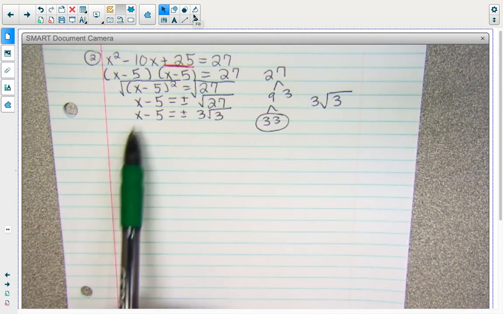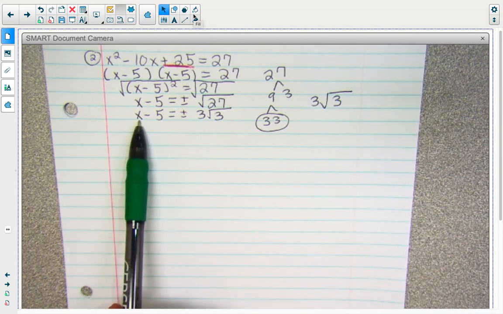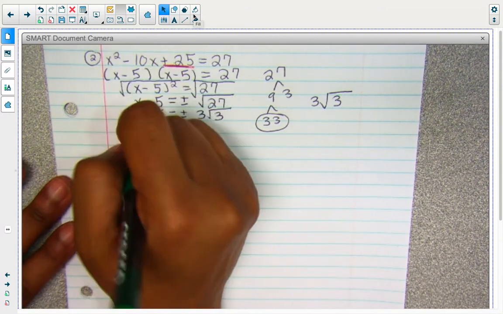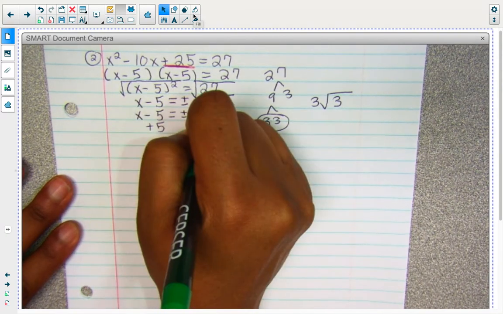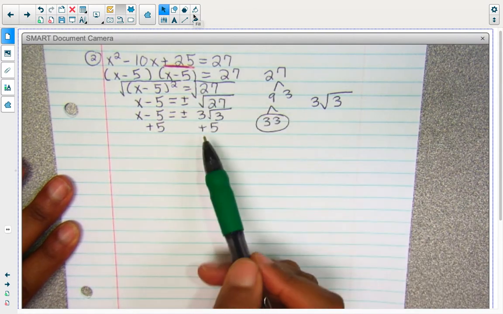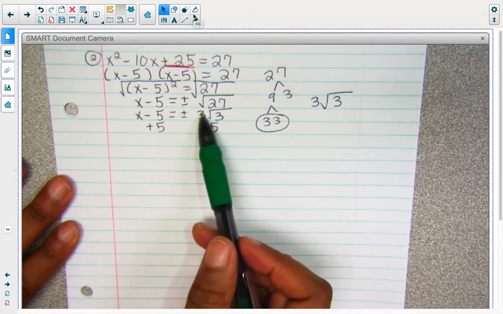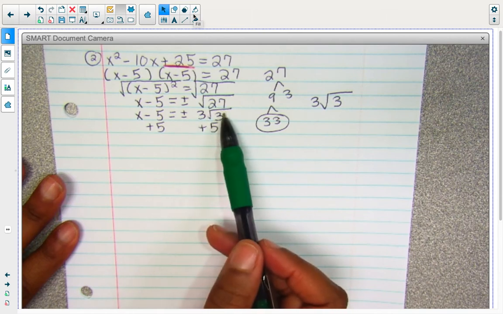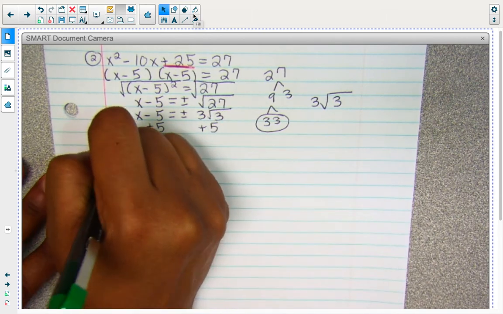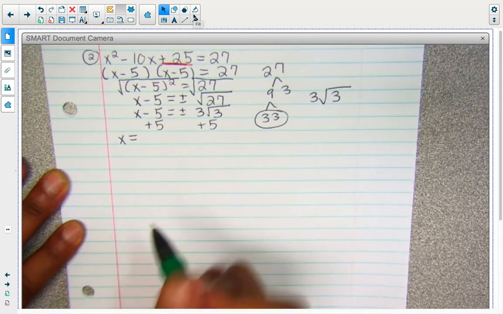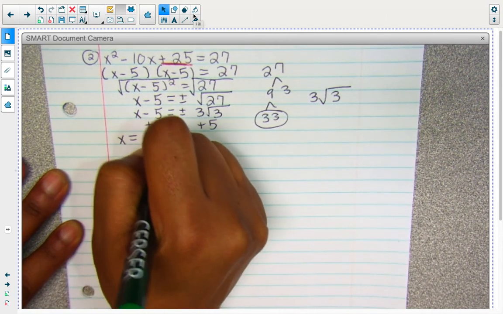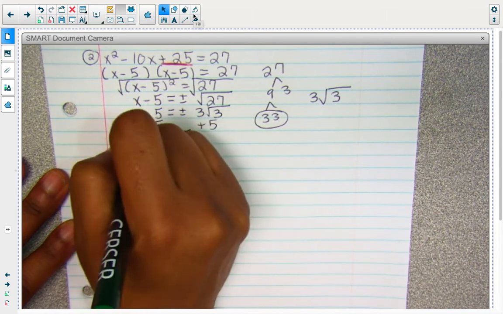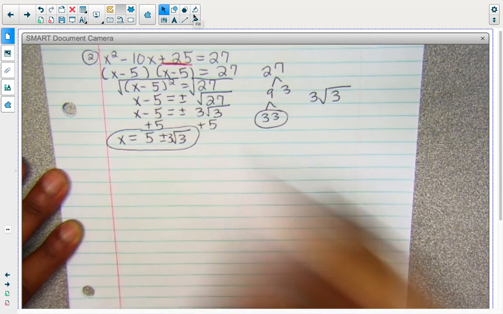Not finished yet. The goal when you solve any equation is to get x by itself. So we're going to add 5 to both sides. So add 5 here, add 5 here. This 5 cannot go with this term. They are not alike. This has a square root. I cannot stick it underneath there. They do not go together. So x, my final answer, x equals 5 plus or minus 3 square roots of 3.